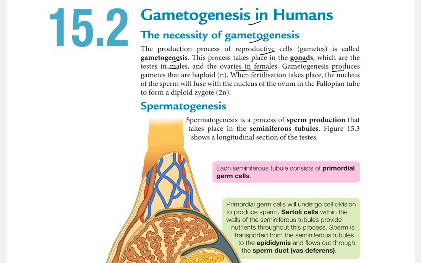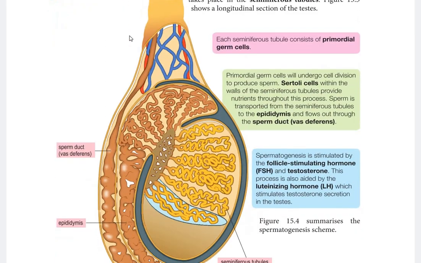Gametogenesis produces gametes that are haploid. Okay, so remember what is the meaning of haploid? So gametes are haploid. When fertilization takes place, the nucleus of the sperm will fuse with the nucleus of the ovum in the fallopian tube to form a diploid zygote. So when sperm and ovum fuse together, it will produce a diploid zygote or 2N. So we proceed with the first one, spermatogenesis.